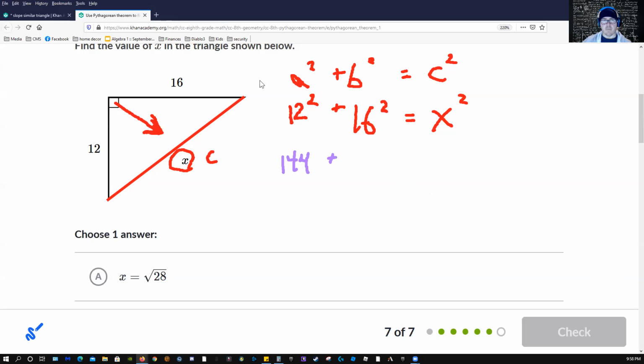Okay. So 256 still equals x squared. Yeah, just keep bringing the variable down. So 144. So, okay, 100 plus 200, that's 300. 40 and 50, so it's worth a 390. Oh, is it actually 400?